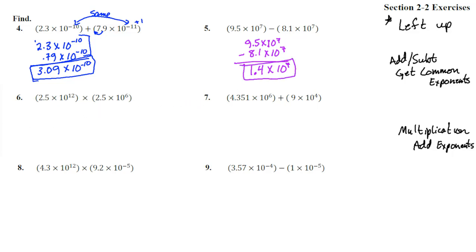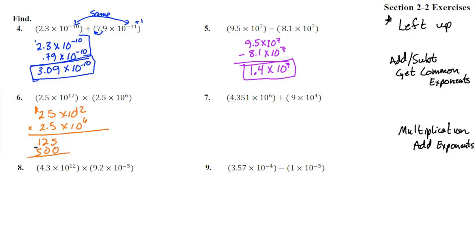Excellent. Number 6. Multiplication. We do not need to make that 6 a 12 or make that 12 a 6. So we have 2.5 times 10 to the 12th times 2.5 times 10 to the 6th. We just multiply these. 5 times 5 is 25. There's a 5. Carry the 2. 5 times 2 is 10. Plus 2 is 12. And then we put a 0 here. 2 times 5 is 10. 0. Carry the 1. 2 times 2 is 4. Plus 1 is 5.